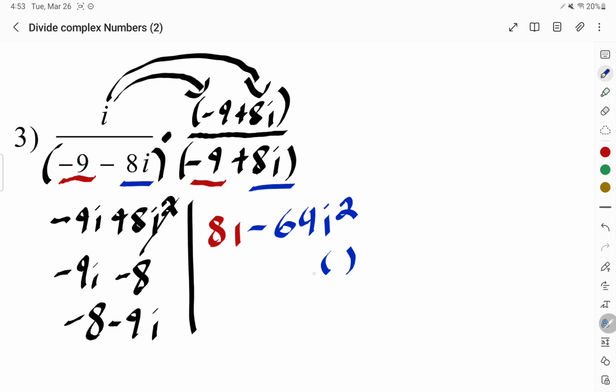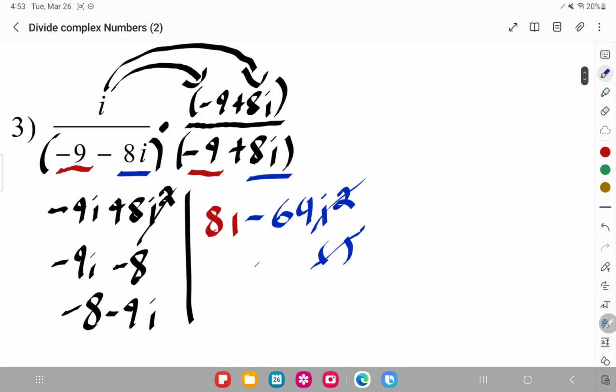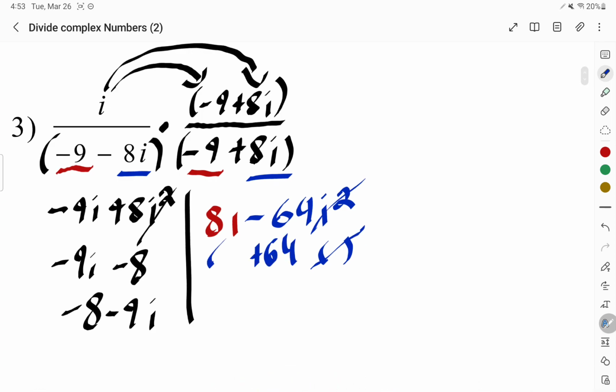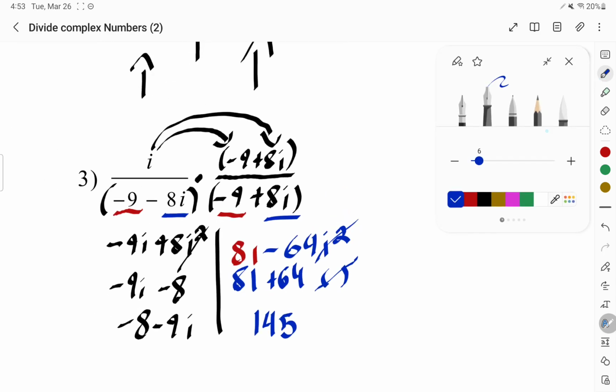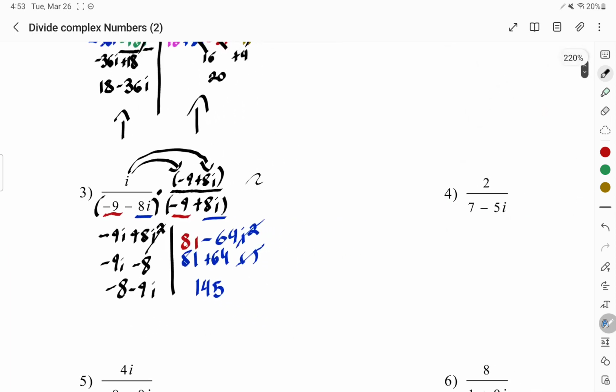So that one's going to turn into, we don't care. That one cancels out. Turns into positive 64. Now 81 plus 64 is going to give me 145. Okay, that's what's going to go on the bottom. So for this one, I'm just going to go ahead and rewrite my answer. So it's going to be equals negative 8 minus 9i over 145. And that is it for that one.